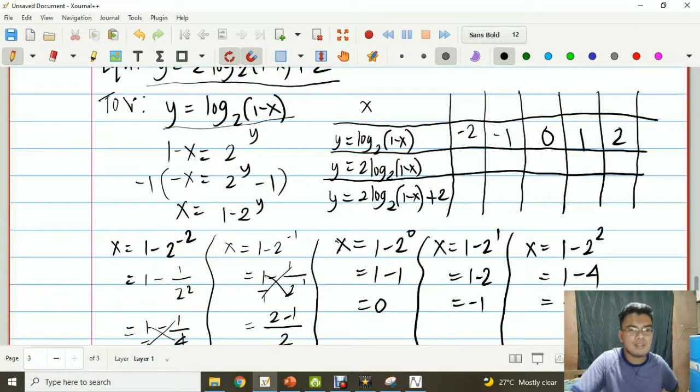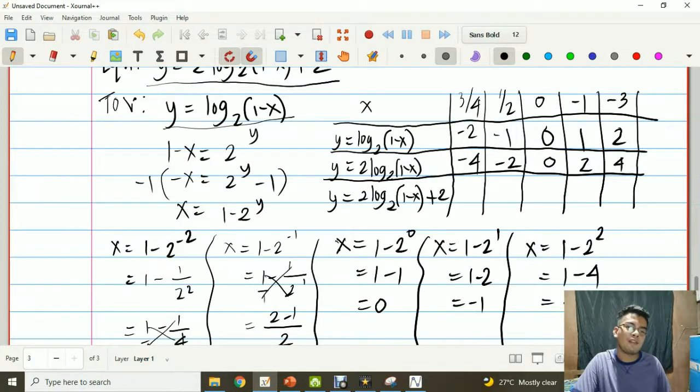3/4, 1/2, then 0, 1, negative 1, and negative 3. So, para mahanap yung values ng ating third na row, i-multiply lang natin yung sa second row kay 2. So, negative 2 times 2 is negative 4. Negative 1 times 2 is negative 2. 0 times 2 is 0. 1 times 2 is 2. 2 times 2 is 4.